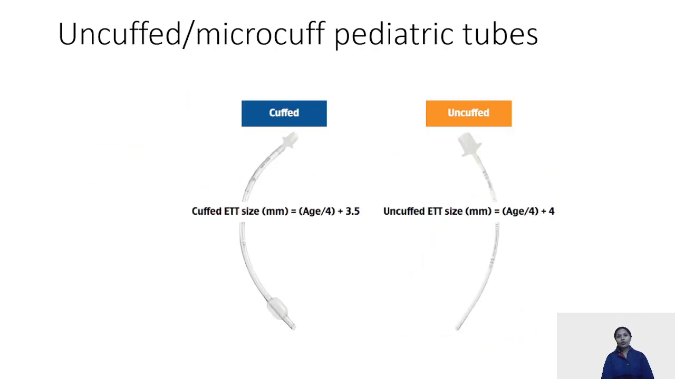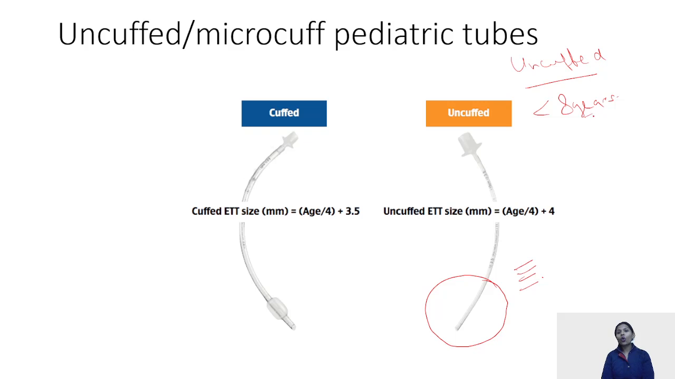You have uncuffed tubes or microcuff tubes which were used in the pediatric cases. These are the tubes which don't have a cuff system. Generally, it was said that uncuffed tubes should be used in pediatric cases less than 8 years of age in order to avoid tracheal stenosis, because the narrowest part of the pediatric airway is subglottic.